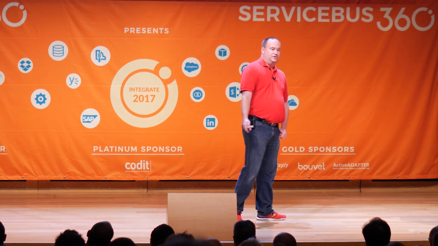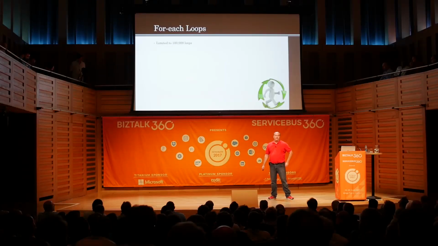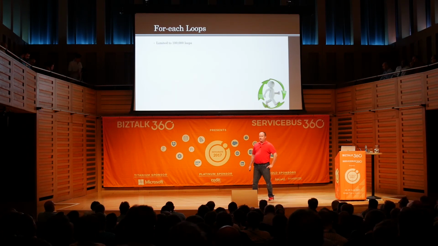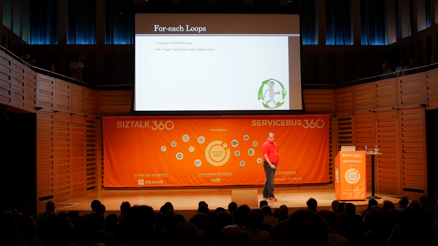For each loops. A for each loop seems simple. They were initially limited to 1,000, then it went to 5,000, and now it's at 100,000 loops. That should be more than enough to accommodate anyone's workload. You can see Logic Apps limits and configuration for more information about overall limits across logic apps.